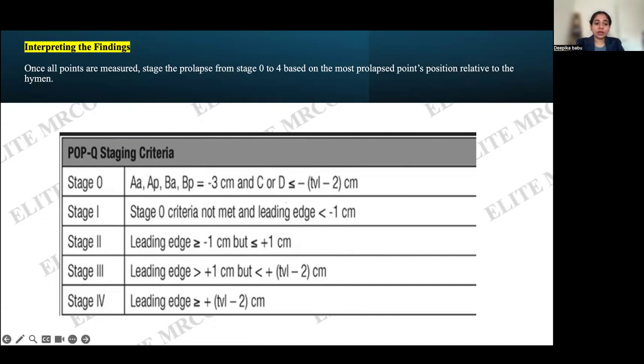So the confusion starts here. They generally give in this only, whether it is stage 3 and stage 4. So I'll discuss how to differentiate stage 3 from stage 4.